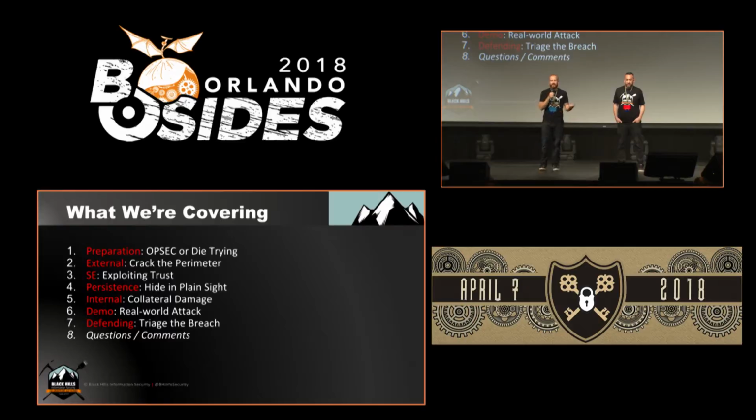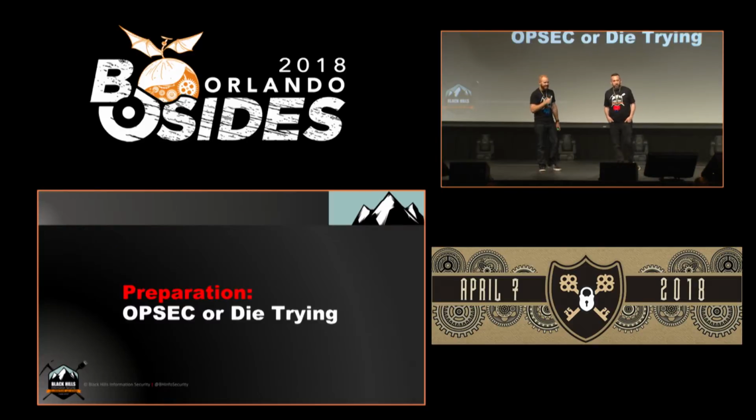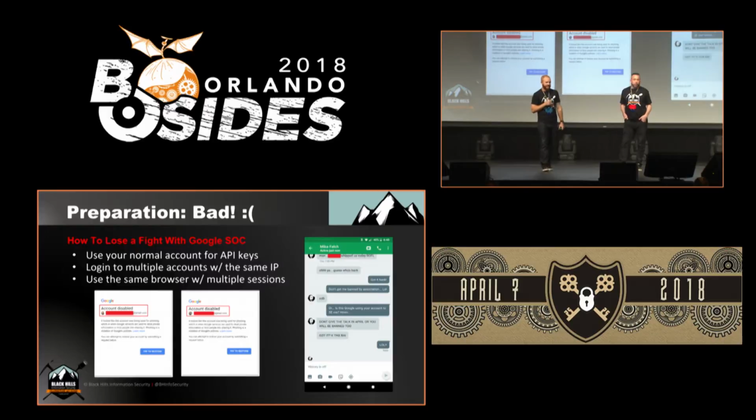And then defending at the end of it. We'll throw some blue team stuff in there so that it's not just us telling you how everything's broke. All right. OPSEC or die trying. Cool. So this is ultimately how to lose a fight with Google SOC.